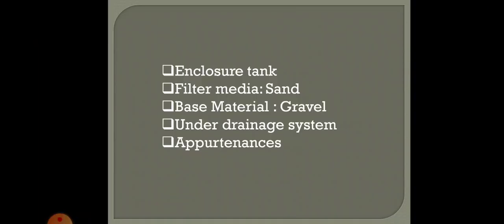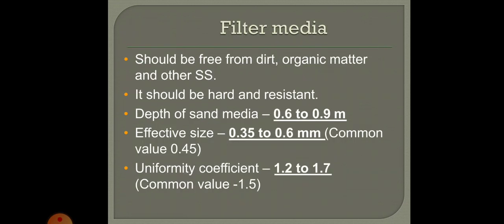Now coming to the next part, that is the filter media. Here again, like in the case of a slow sand filter, we use sand as the filter media. The sand that is used should have some properties: it should be clean from any organic matter or other debris, there should be no suspended matter, and it should also be very hard and resistant. And the size of the sand that is used, you can see here, the effective size should be between 0.35 to 0.6 millimeters.